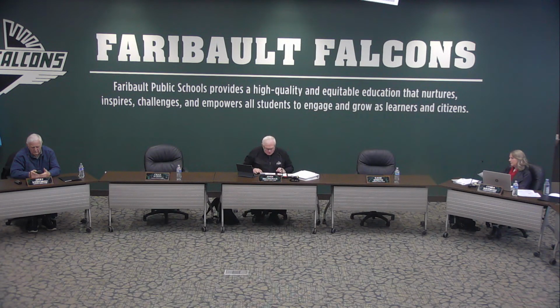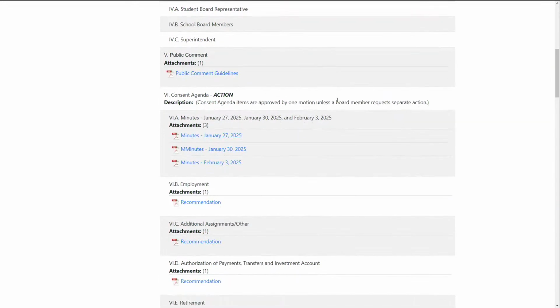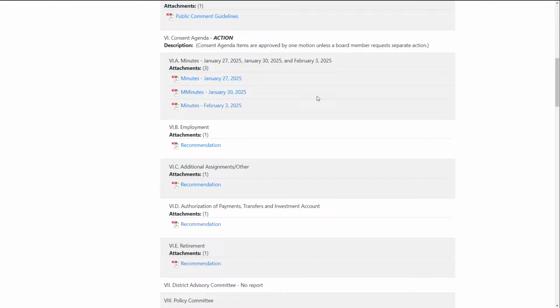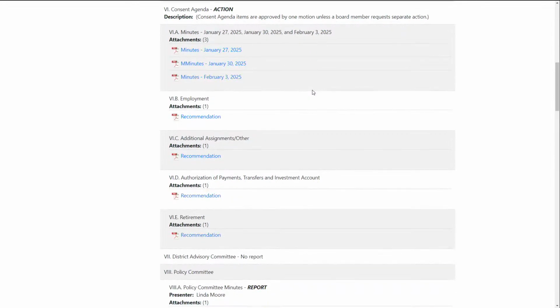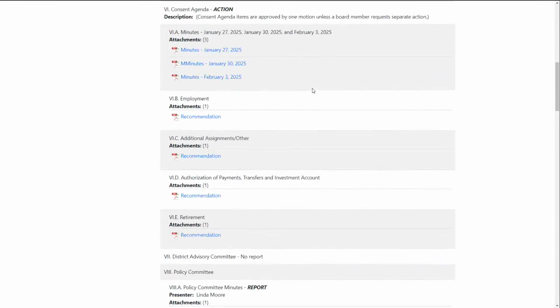Thank you. Agenda item number 6, our consent agenda. The consent agenda consists of the minutes from the January 27th business meeting, the January 30th, 2025 retreat, and the February 3rd, 2025 work session. Also employment, additional assignments, other authorization of payments, transfers, and investment account, and retirement. Is there a motion for approval of the consent agenda?